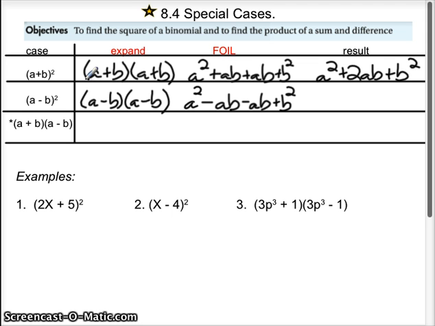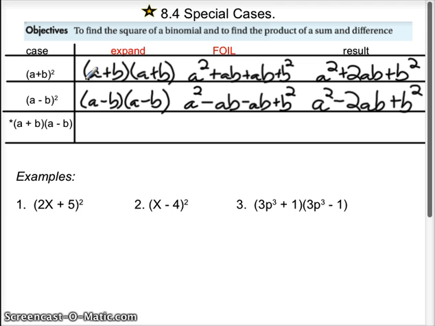So now notice when I combine the like terms for this one, I'm actually realistically getting almost the same thing. The only thing that's happened is a sign change in the middle. I have a negative 2ab instead of a positive 2ab. So again, another general rule for when we're looking at these. And finally, that last one, a plus b times a minus b.